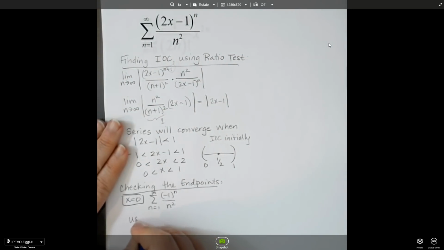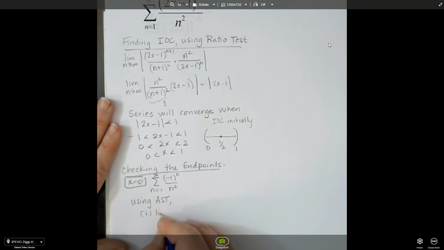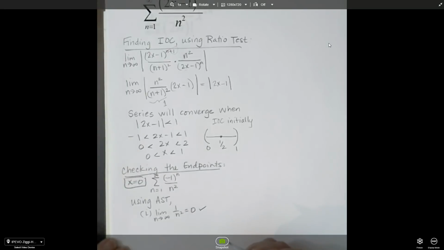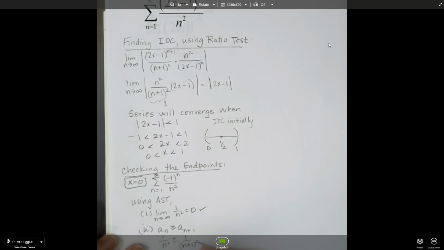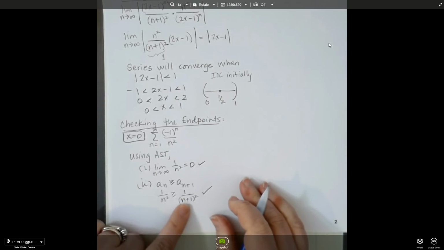So using the alternating series test, I have to check those two conditions. And those conditions are, does the limit as n goes to infinity of the non-alternating piece go to 0? Well, the answer is yes, because 1 over n squared definitely goes to 0 as n gets very large. And then, are the terms getting smaller? Is a sub n always greater than or equal to a sub n plus 1? So let's plug it in and see. That would be 1 over n squared. Is that greater than or equal to 1 over n plus 1 quantity squared? And I would say that that's absolutely the case because this denominator is bigger than this one. So this fraction will be smaller.